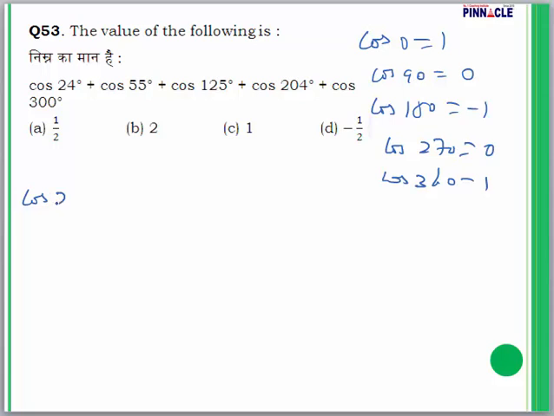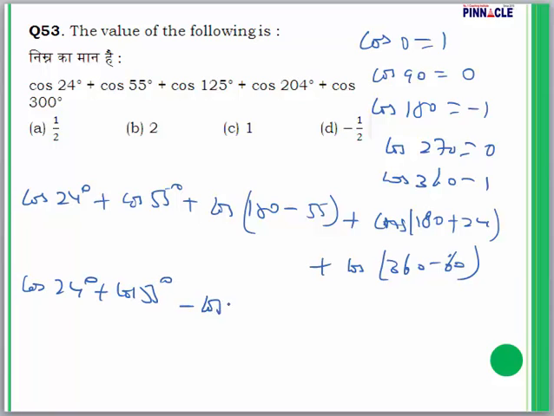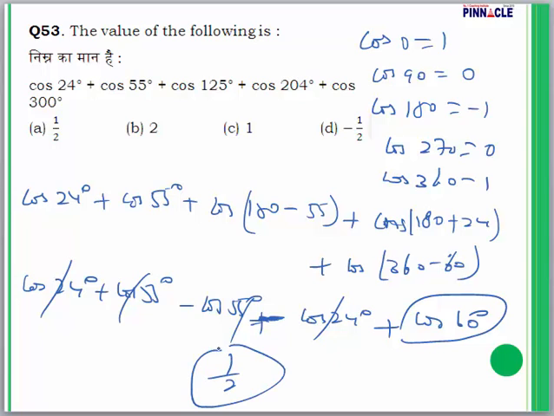Now see in this, you can write this expression in this form: cos 55 plus cos 180 minus 55 plus cos 180 plus 24 and then cos 360 minus 60. As we have seen, the value of cos will become minus, minus cos 55, and on this side also it will become minus, minus cos 24, and here you will find plus cos 60 degree. So it will cancel like this, you will have cos 60, cos 60 is equal to 1 by 2, the answer is 1 by 2.